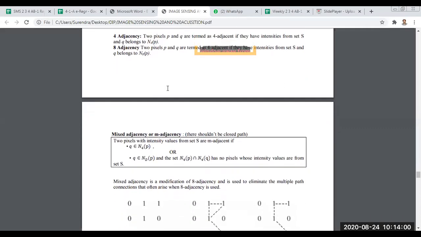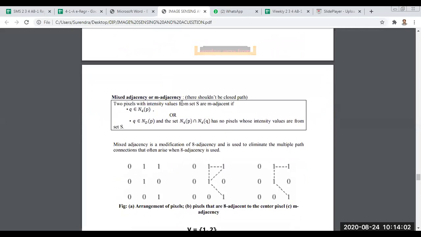Now come to mixed adjacency. In graphical analysis, remember, there is no closed path. I will explain graphically later on. First of all, we have to see how we form mixed adjacency. Mixed adjacency is a combination of: q belongs to N4 of p, or q belongs to ND of p, and the set N4 of p intersection N4 of q.